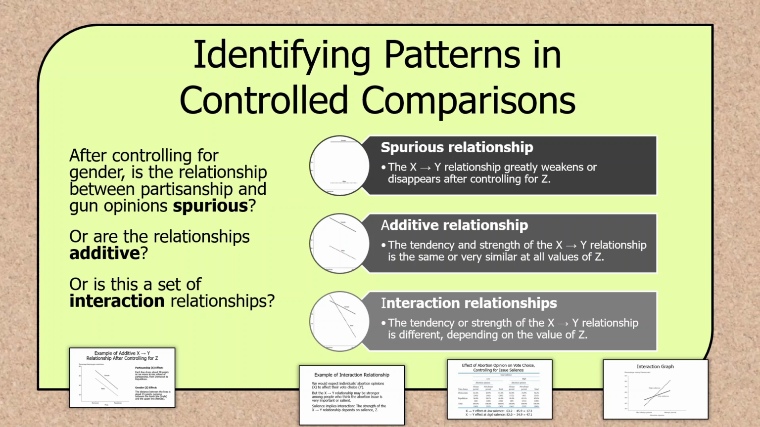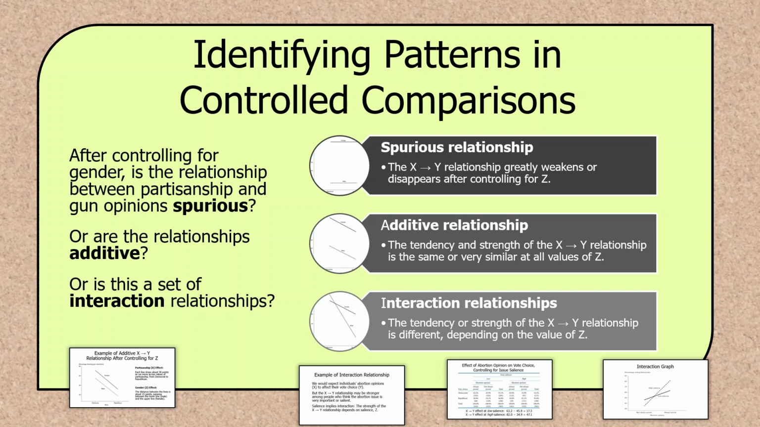In an additive relationship, the tendency and strength of the XY relationship is the same or very similar at all values of Z. Tendency can also be described as direction. In an interaction relationship, the way you know you've got interaction is that the direction, that is to say tendency, or the strength of the XY relationship is different depending on whether you're on one value or the other value of Z. And these are very asymmetrical relationships.